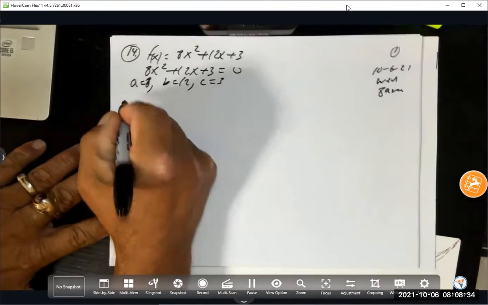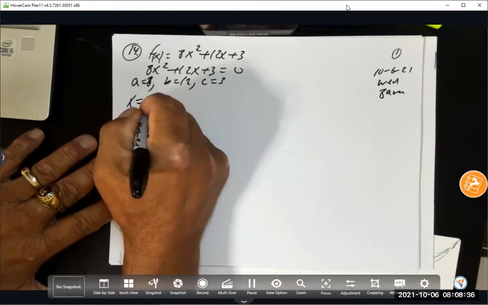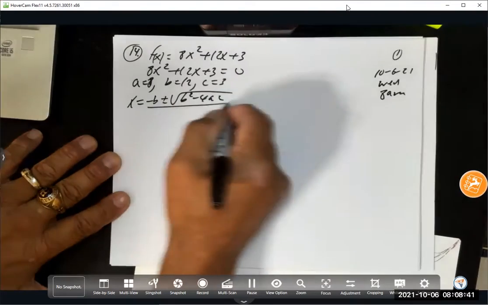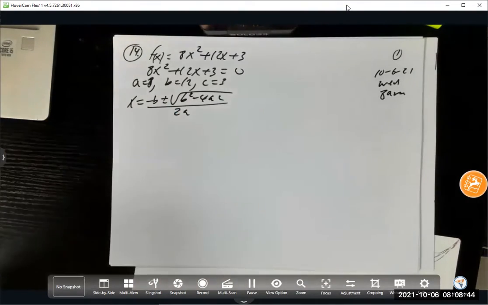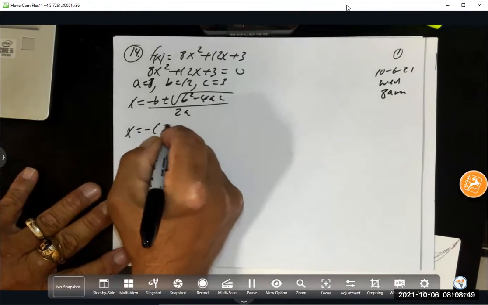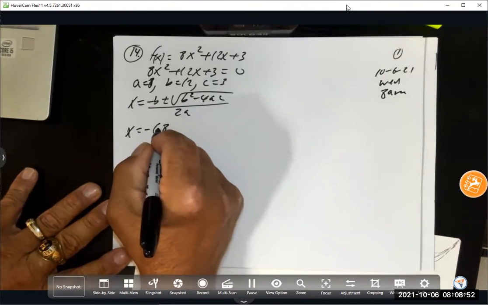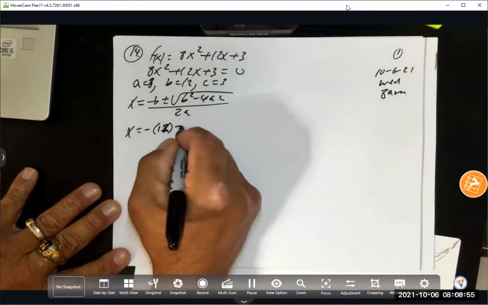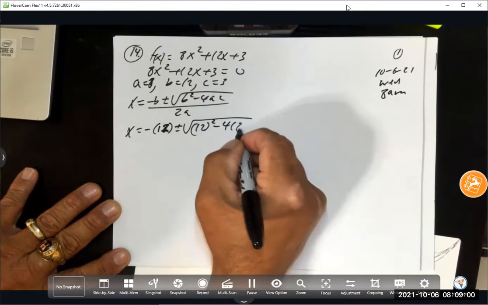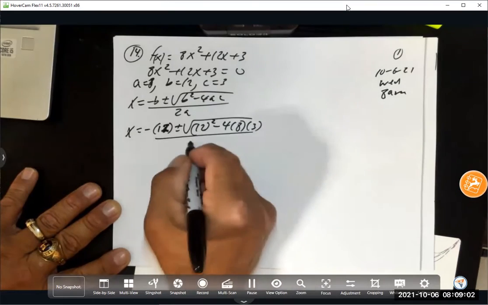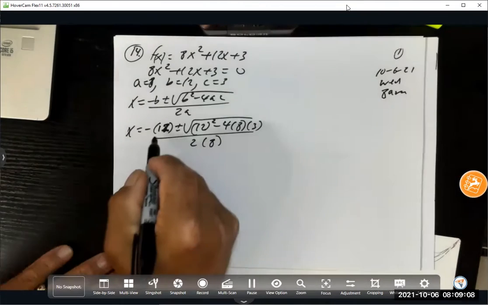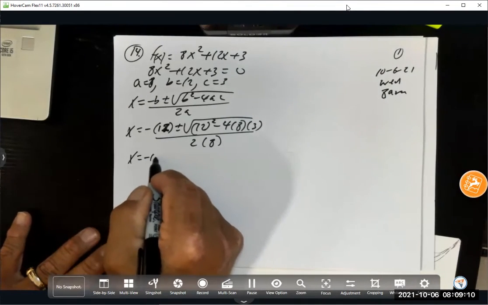And you had x is negative b plus or minus the square root of b squared minus 4ac, over 2a. So it's number 14 again. It's the same, just those numbers. Let's just use those numbers. So it's going to be negative of b, which is 12, plus or minus, and then 12 again. And then a is 8, and c is 3, and 2 times 8. So do I have the numbers right? Yeah, I think so. So I ended up with this negative 12.